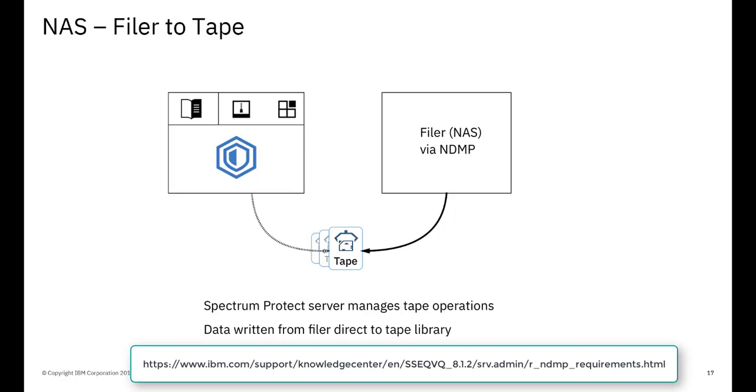If you're using the first option to have the filer write directly out to the device, then the library is going to be managed by the Spectrum Protect server, as well as the different tape operations. Now, the meta information will still be sent across the LAN to the Spectrum Protect server and stored in our Spectrum Protect database, but the data is being written directly out to tapes in an NDMP format. And there is a list of specific devices that are supported for NDMP specific backups.